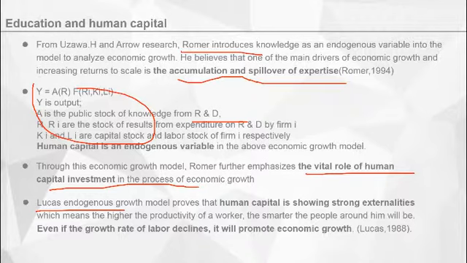Lucas totally agrees with this, and in addition, he argues that human capital shows strong externalities. That means the higher the productivity of a worker, the smarter the people around him will be.